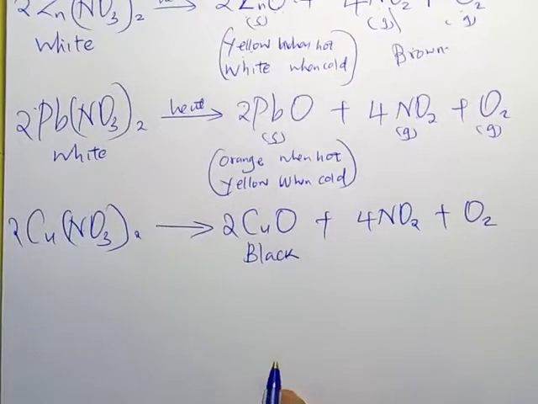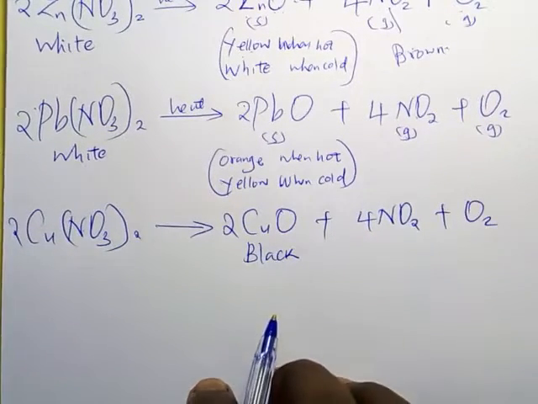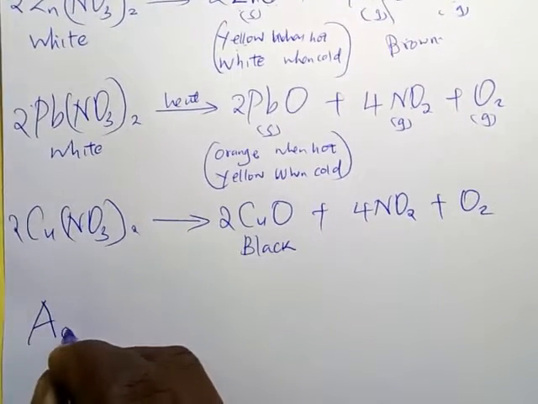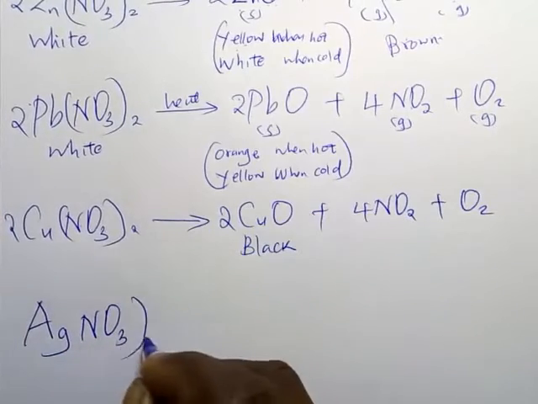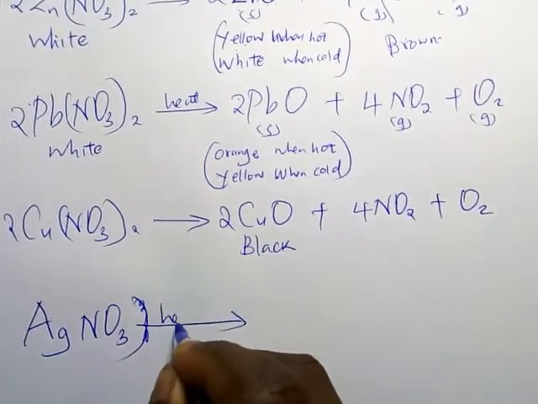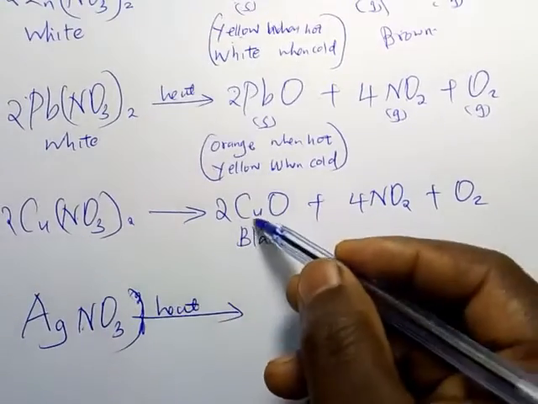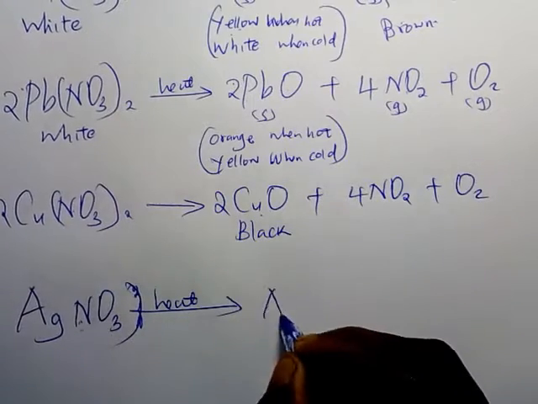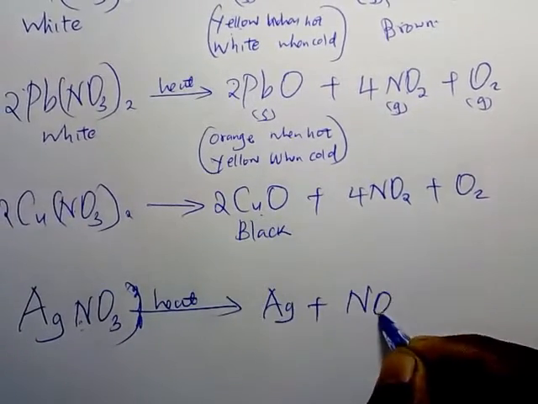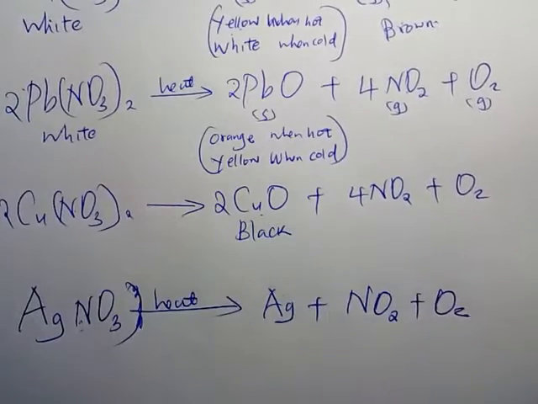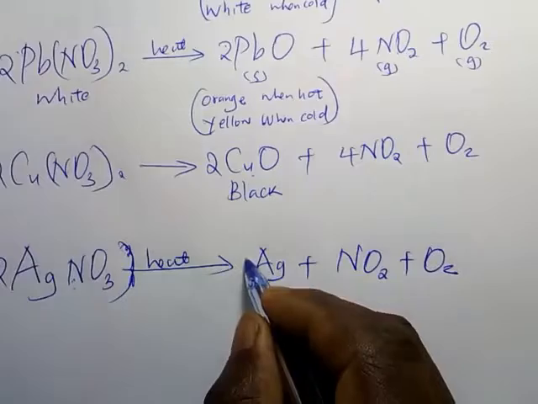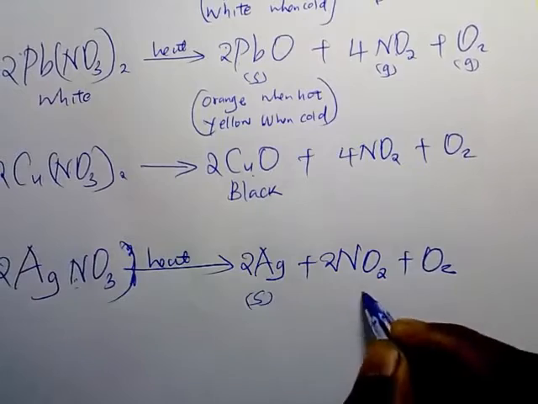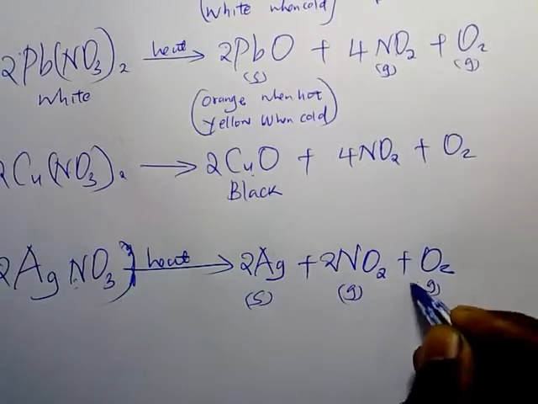The last one is the nitrates of the metals below in the reactivity series. For example, silver nitrate. Silver is valence 1. So when heated, instead of forming the oxide, they form the metal itself. So this one will decompose to form silver plus nitrogen 4 oxide plus oxygen. There is 2 here. This one is a solid, this is a gas.